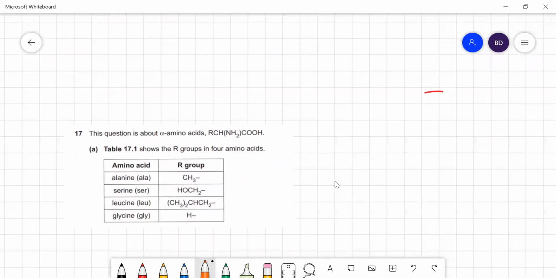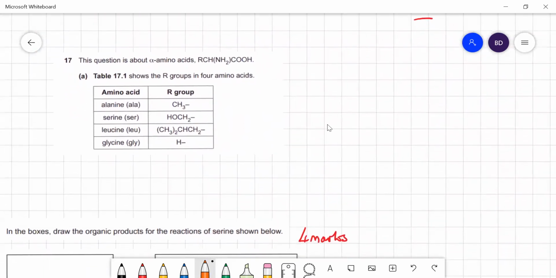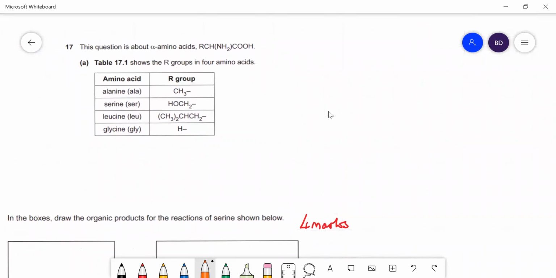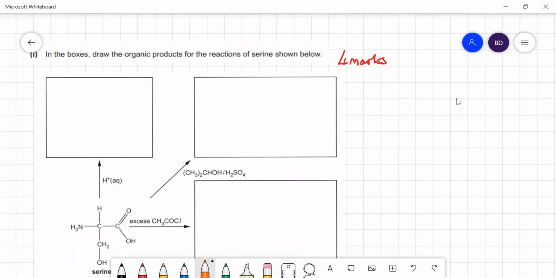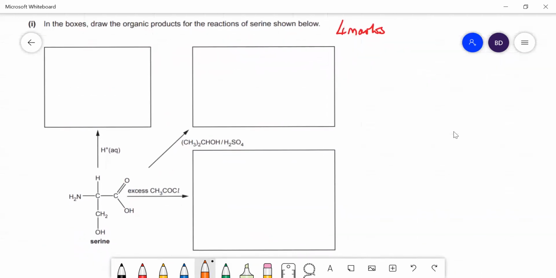Right, question about amino acids, okay. There's the general formula of the amino acids, and there is the R group, which is shown for 4 different amino acids. Right, but this first bit is just about the amino acid serine. So in the boxes, draw the organic products for the reaction of serine shown below. Right, so they've drawn serine for us here in displayed formula. We've only got 3 products. We've got 4 marks here, so there's probably one of these structures that you're allowed 2 marks for. Right, so let's talk about the acid first of all.